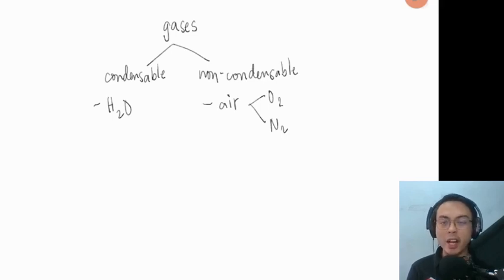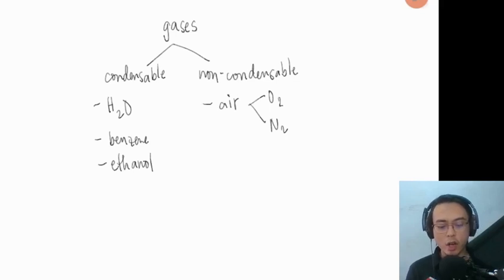Can you condense it relatively easily at room conditions? So at atmospheric pressure, at room temperature. So water fits the title of a condensable component. Other notable condensable components, you have benzene, you have ethanol, or ethyl alcohol. You can easily evaporate ethyl alcohol, but you can also easily condense it, and so on and so forth. The most common non-condensable substances are oxygen, nitrogen, hydrogen, helium, argon, and so on and so forth.